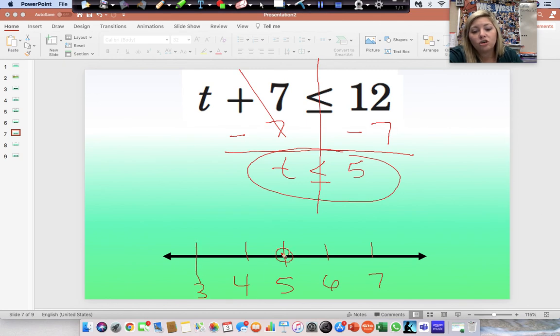I'm going to circle 5 because we're talking about 5. I'm going to color 5 in because we are including 5. Okay, and then I am shading in the direction of less than. We want all the numbers that are less than 5. So I'm going to shade in that direction and draw a big arrow on the end.